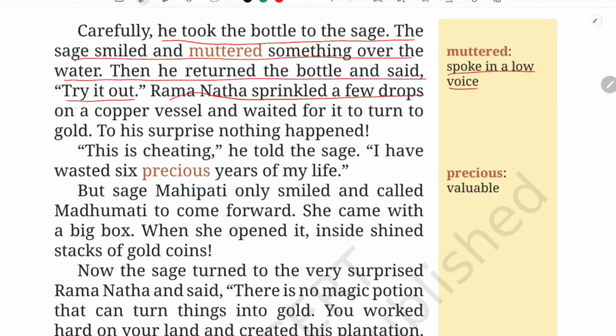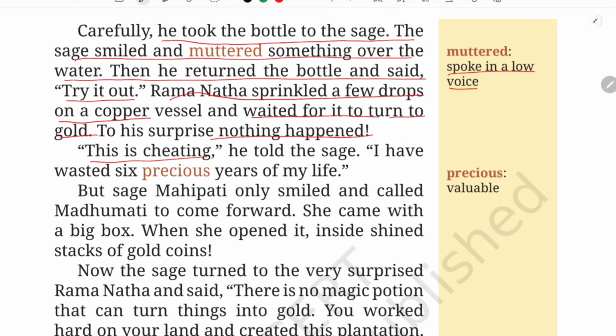So what happened now? Ramnath sprinkled a few drops on a copper vessel and waited for it to turn to gold. To his surprise, nothing happened. Ramnath was very happy and excited, and as soon as the sage advised him to sprinkle the water, he sprinkled it onto a copper vessel. But to his surprise, nothing happened. He was shocked again. He was very angry now. He said, this is cheating.